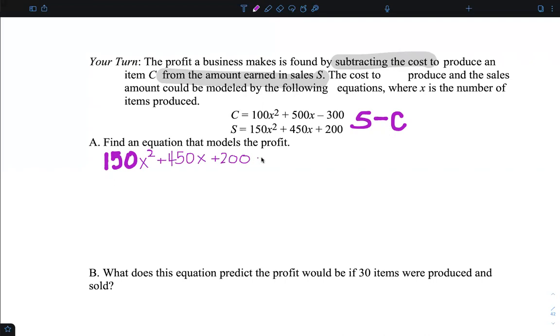And now minus C. So typically, if I didn't have to write on here, I would write minus parenthesis and then write the C out. But I'm going to do two things at once. And I'm going to go ahead and distribute that negative to everything so that I don't have to write this more than once. So that's minus 100x squared. And this is where you need to be very careful. You need to remember to distribute that negative. So it's a minus 500x. And then a plus 300.